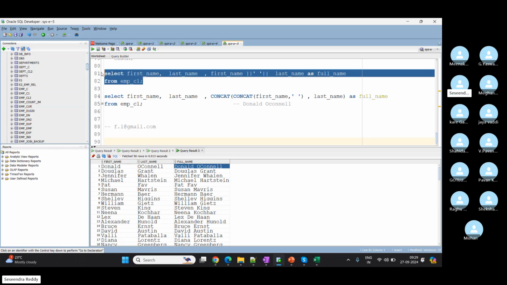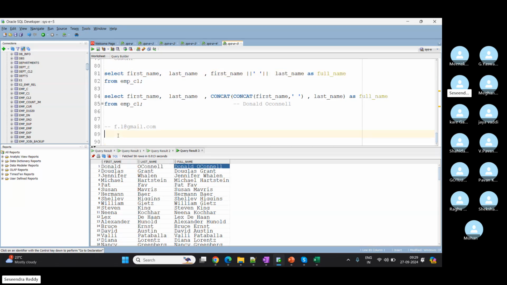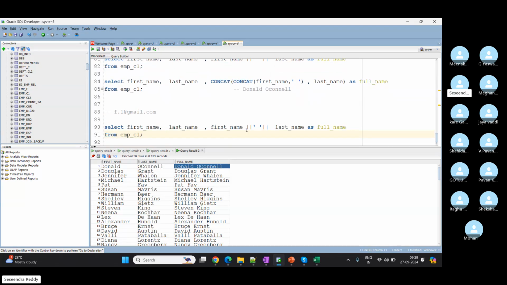So same thing we can achieve by using concat. Okay, so now instead of using space, I'm going to use dot. Okay, so let's say it is my email. So first name dot last name as my email column. So until here we are good. At the end, again we need to add at the date gmail.com. So again we can take pipe delimiter symbols, and in single quotations we can say at the date gmail.com.